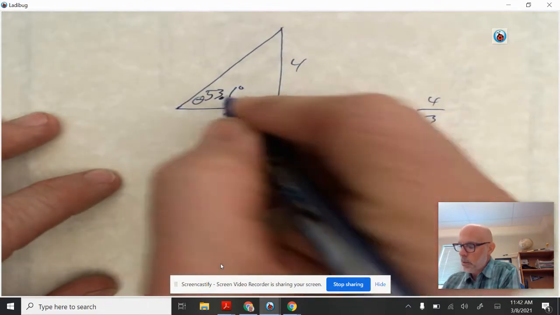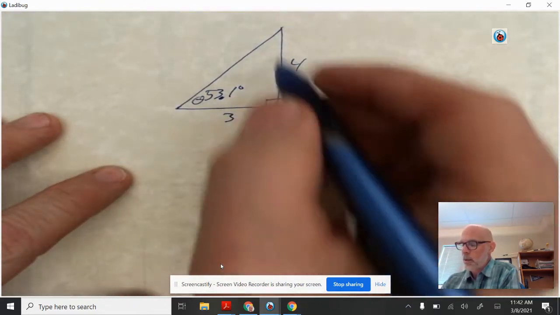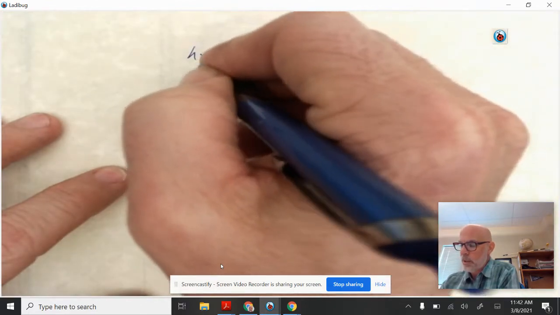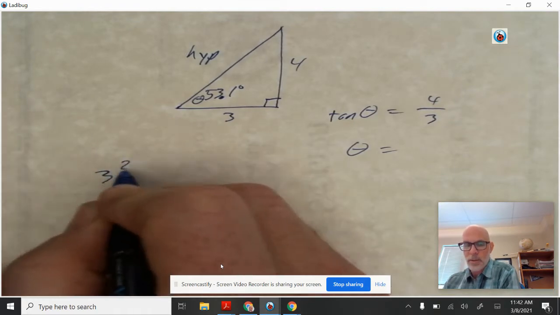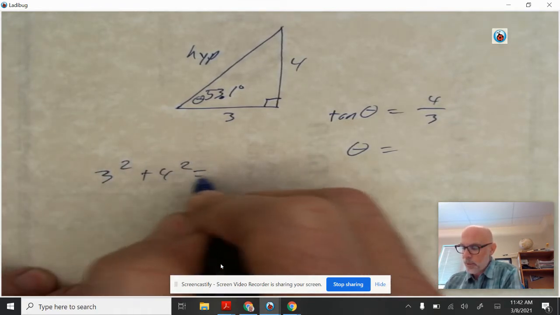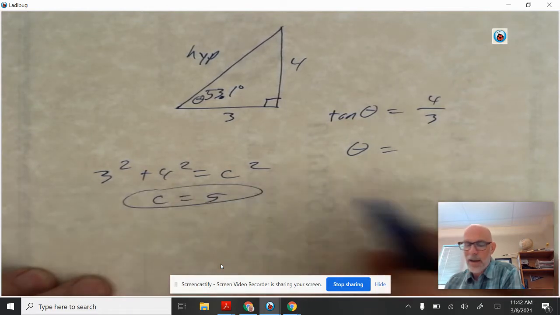All right, so if that's 53.1, we could also argue and start looking at this. Well, we know 2 of the sides already. What about the hypotenuse? We've been ignoring the hypotenuse for a while. We should be able to figure out the hypotenuse by doing Pythagorean theorem. All right, and on this one, you get exactly 5.